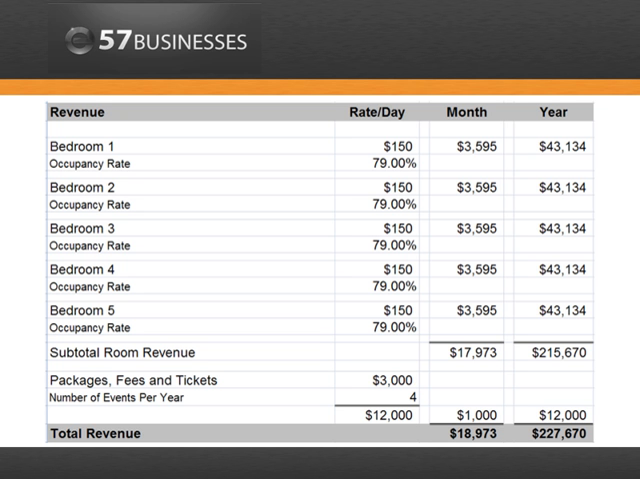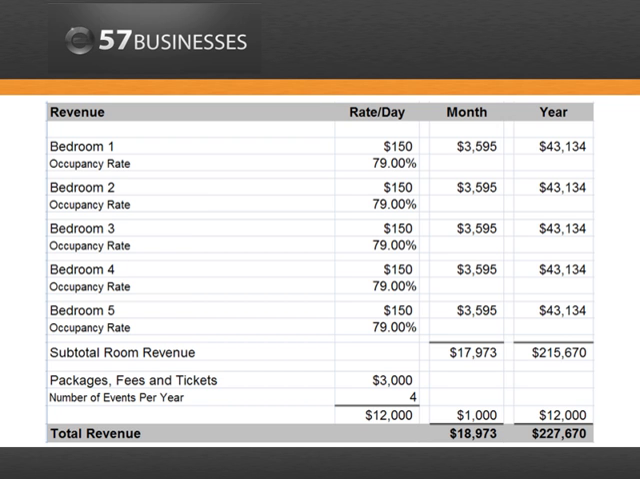Okay, let's start by taking a look at the revenue side of the equation. This particular bed and breakfast had 5 rooms that they could rent out. The current owners were renting them out at $150 a day, and they had approximately an 80% occupancy rate. So the rooms were filled 80% of the time. That's pretty good. Very successful bed and breakfast as far as occupancy rate. And if you'll notice, right there for bedroom 1, they're all the same, bringing in the same amount. The amount that you're going to bring in in 1 month at $150 a day at an 80% occupancy rate is about $3,500, $3,600 a month, or about $43,000 a year.